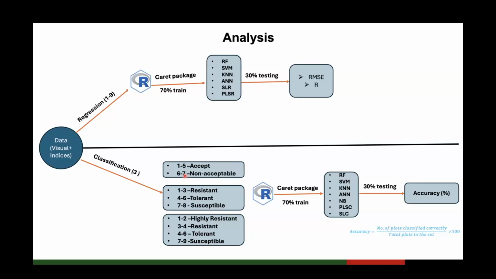So we followed the same approach, dividing the data into 2 parts. We had 70% used for training using the caret package in R. And we had several models, the random forest, support vector machine, and we added the naive Bayes among the models. For the accuracy, it was based on the total number of plots which are correctly classified out of the total number of plots in that set.